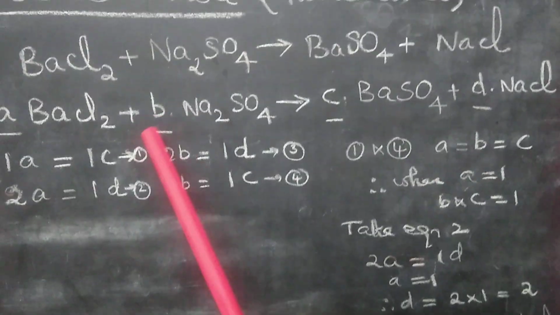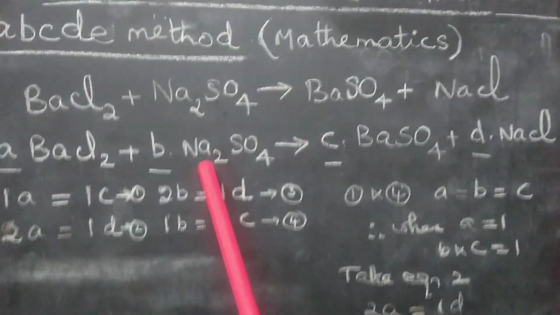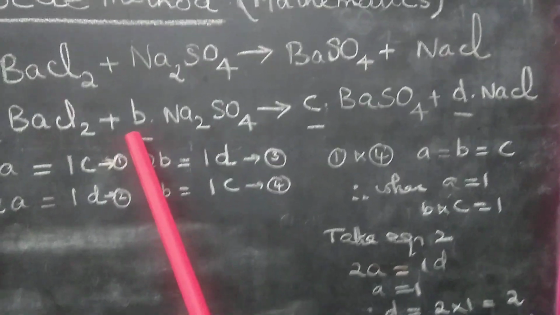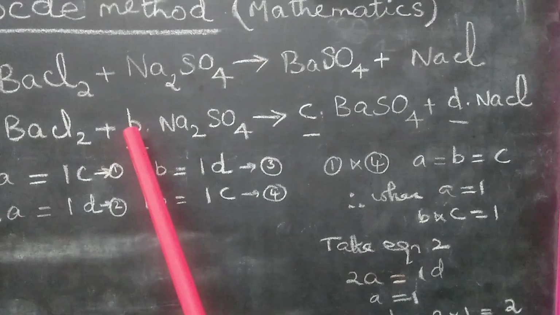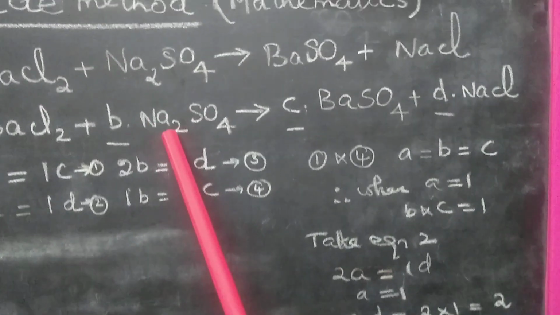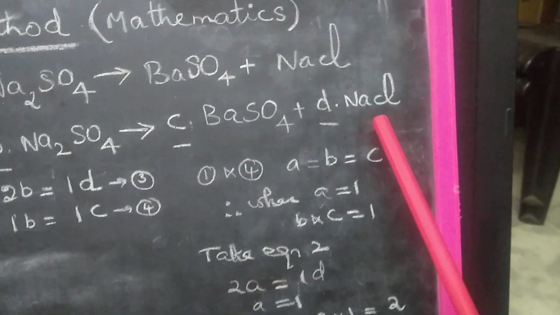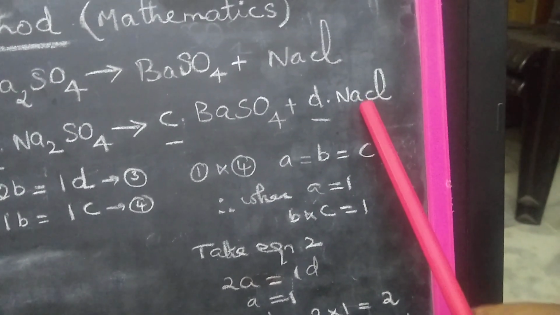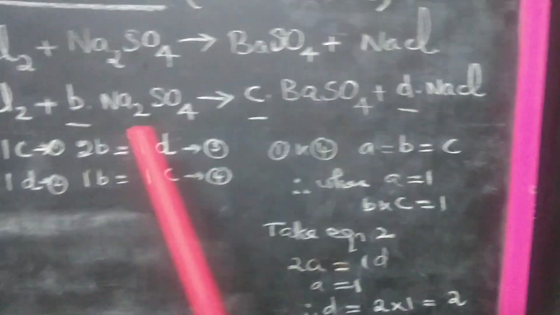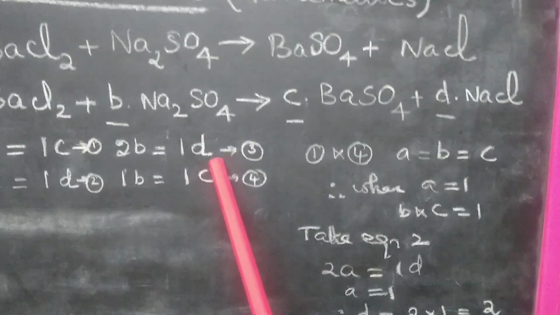Okay, now you move to the next compound. So sodium and sulfate are there. Now let us take sodium. How many sodiums are there? 2 atoms of sodium. What is the number in front? B. Multiply these two, you get 2B. 2B is equal to, you go to the product side and find out the number of sodium atoms. Where is sodium? Sodium is here. How many sodium in this formula? Only 1. What is the number in front? D. Therefore 1 into D is equal to 1D. Therefore 2B is equal to 1D.